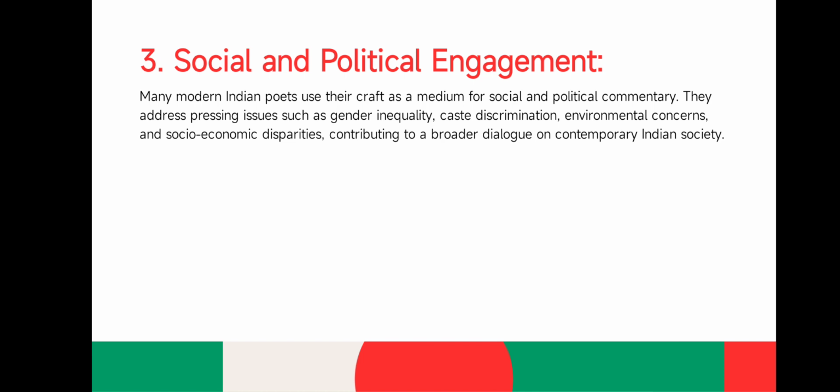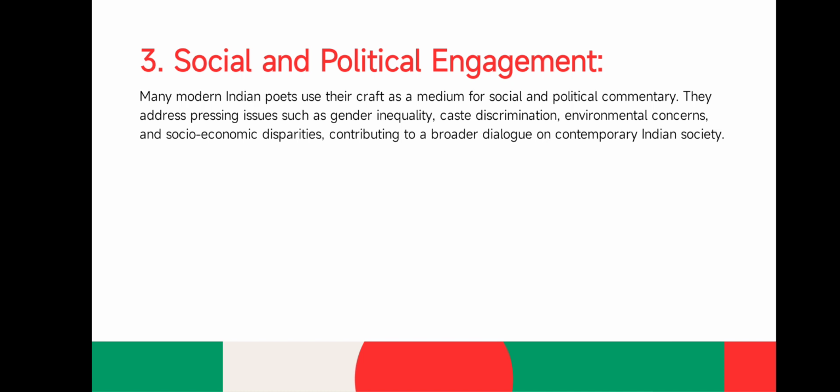Then there is social and political engagement. Many modern Indian poets used their craft as a medium for social and political commentary. For example, there was a lot of regulation on literature, on poetry, on novels. When India was under colonization, they were restricting and banning some novels which were against them. They were censoring the literature which was speaking against them.